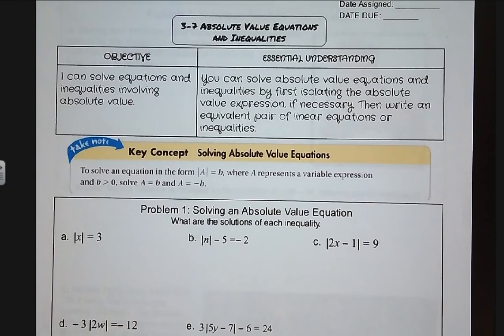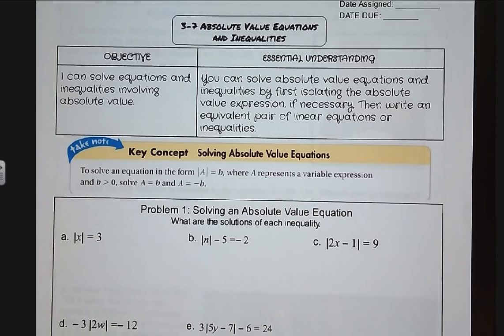Hi guys, today we're going to be doing lesson 3.7, absolute value equations, and tomorrow you're going to take care of the second half of the lesson, which is inequalities. Today we're just going to focus on the equations though. So our objective is that I can solve equations involving absolute value.